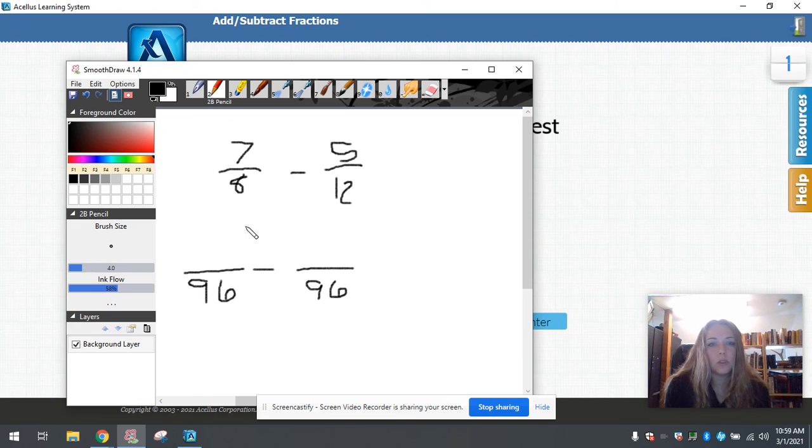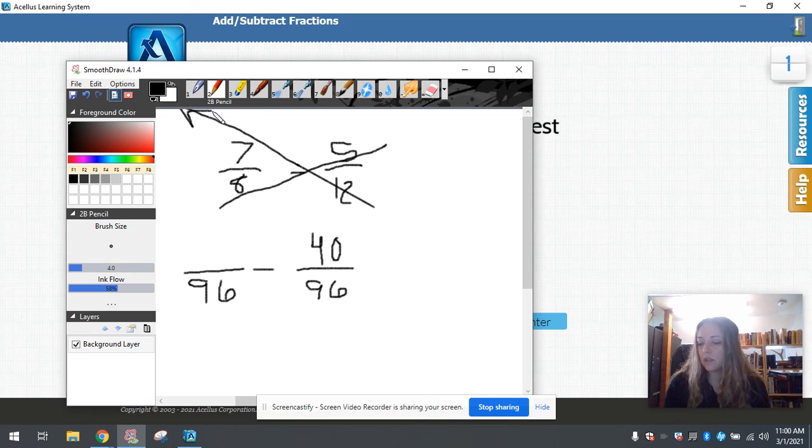And then I cross multiply. 8 times 5 is 40. 12 times 7 is 84. Now I subtract. Reminder, 7/8 is equal to 84/96, and 5/12 equal to 40/96. I do not subtract my denominator. I subtract my numerator. 84 minus 40 is 44.